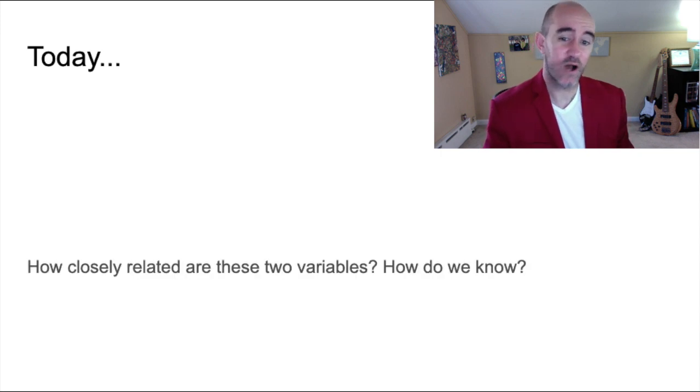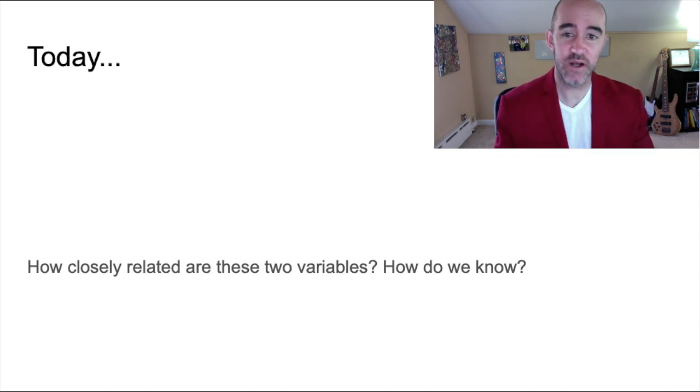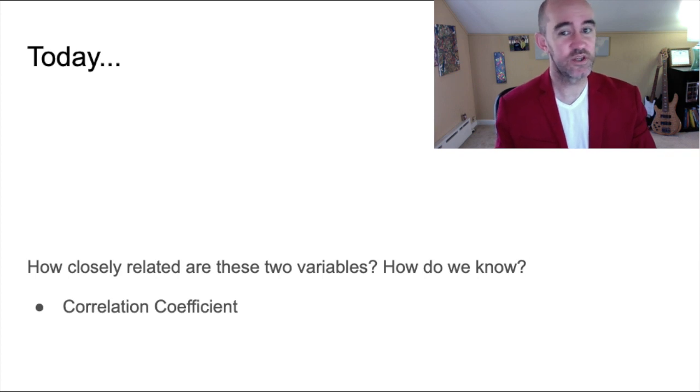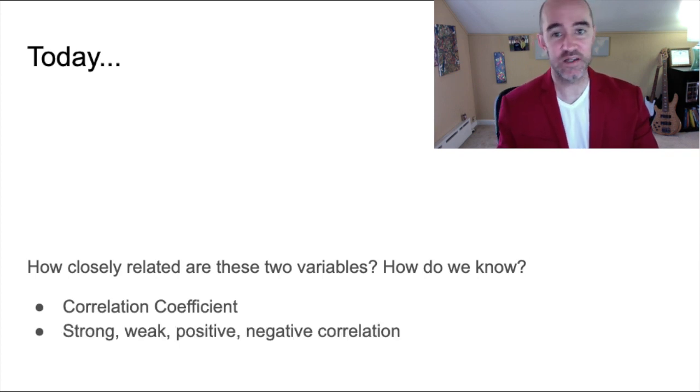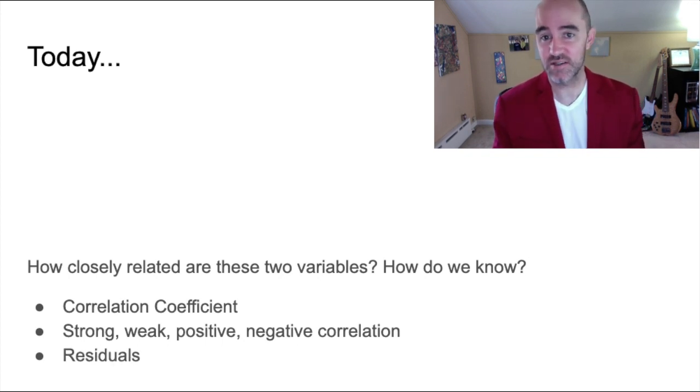So we're going to look at how closely related the two variables are and how we know mathematically. You're going to learn some terms such as correlation coefficient. You're going to learn to use the terms strong, weak, positive, or negative correlation. And you're going to learn what residuals are, which is the basis on which we do all the calculations, to figure out which of the lines is actually the line of best fit. Not just the line of good fit, but the best one.